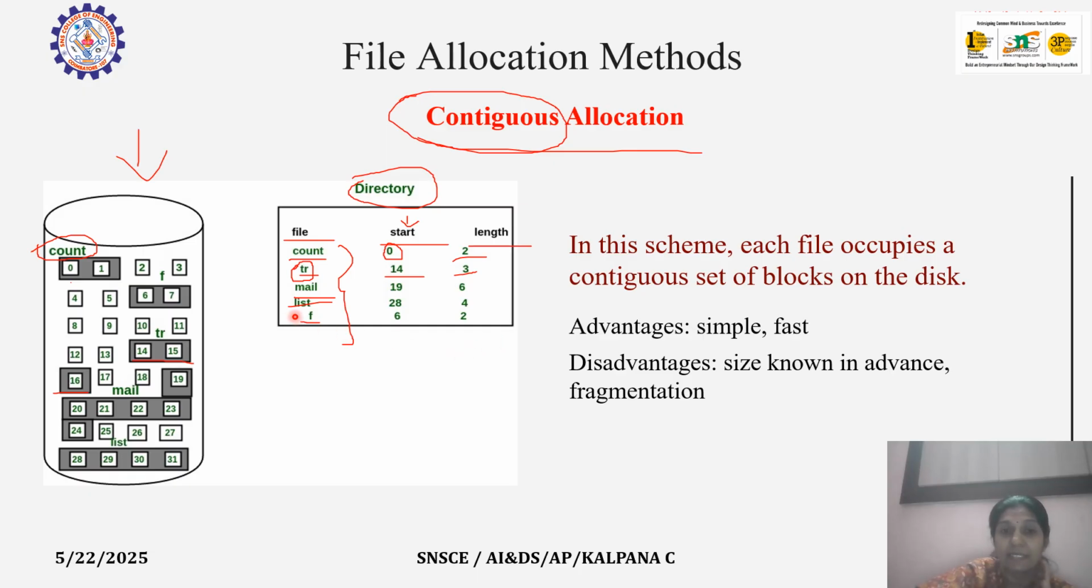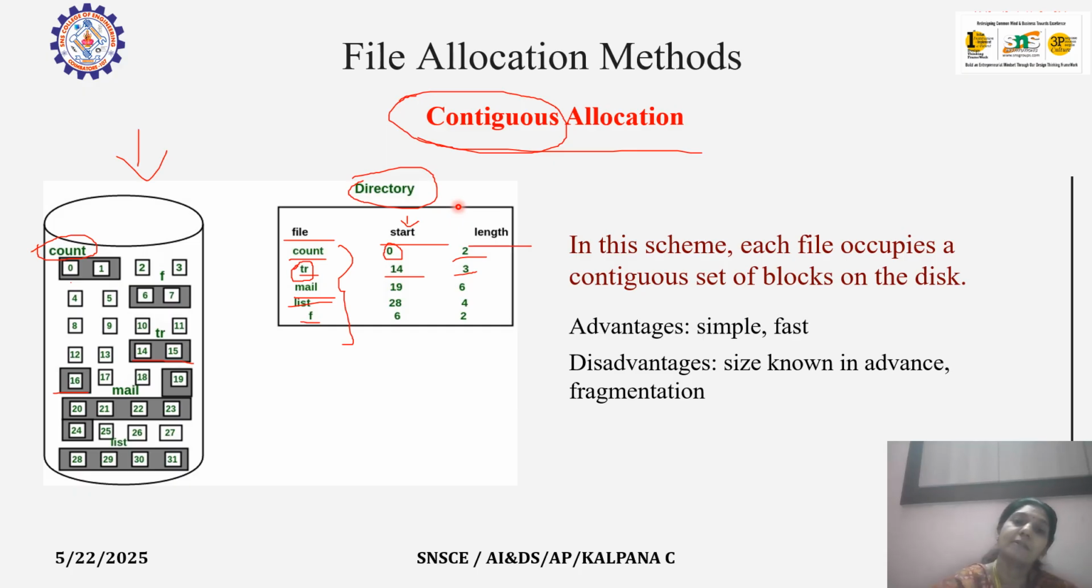Likewise the list file is allocated. List is the name of the fourth file, and the starting base address is 28. Starting from 28, the length is 4: 28, 29, 30, 31. Contiguously we are allocating it. So when we say contiguous allocation, we allocate the files one after another in sequential manner in the disk blocks.